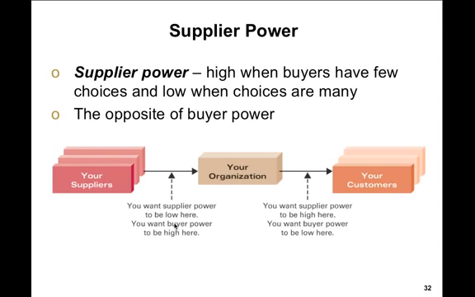And then the other choice here, between your organization and your customers, you want the supplier power to be high here. You want the buyer power to be low here, because you want the fact that you are the only one on the market selling this particular product. You want the market share. You don't want all the competition.